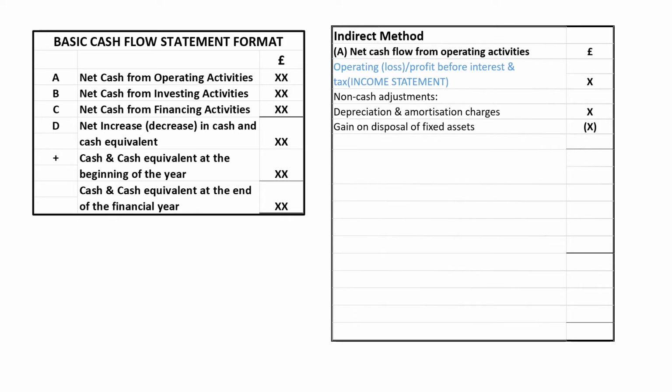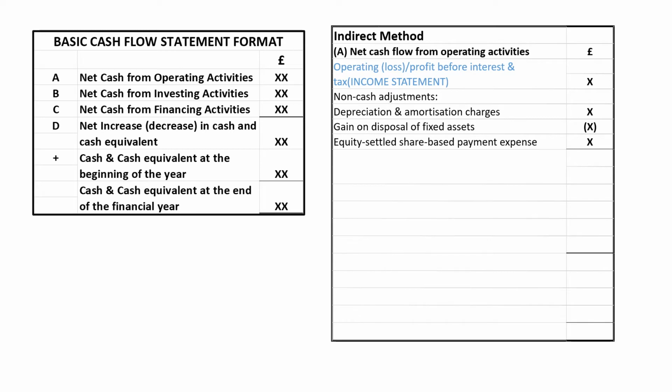Another example is a gain on disposal of fixed assets. This is essentially a balance on the disposal account where it's an accounting gain which has been transferred to the credit side of the income statement, but again, because it has no cash flow effect, it reduces the operating profit to get the cash flow from operating activities.